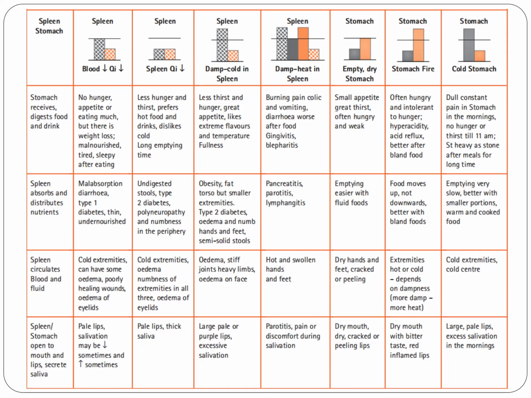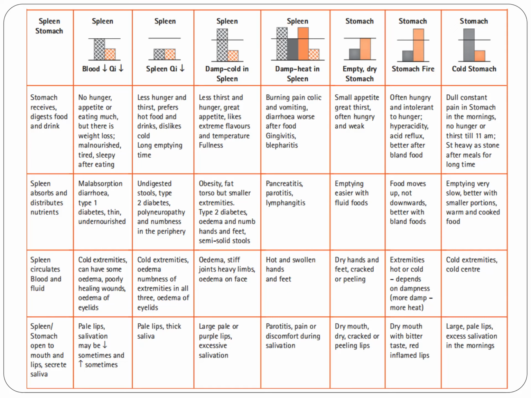If the patient has pancreatitis, parotitis, lymphangitis, so there's a lot of heat and dampness, it's damp heat in the spleen. If emptying is easier with fluid foods, so you have an empty, dry stomach. The food moves up, not downwards, better with bland foods, so that's very much stomach fire.